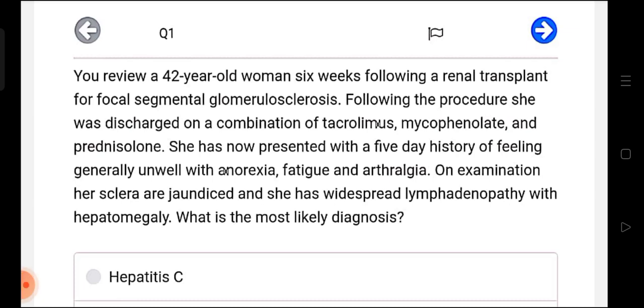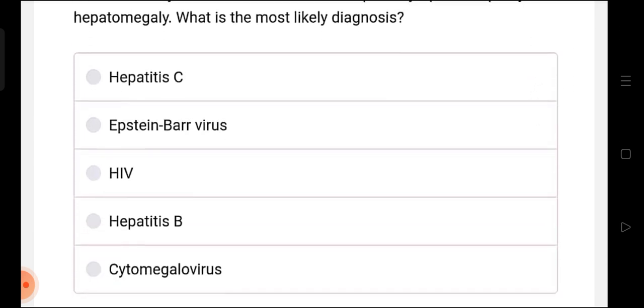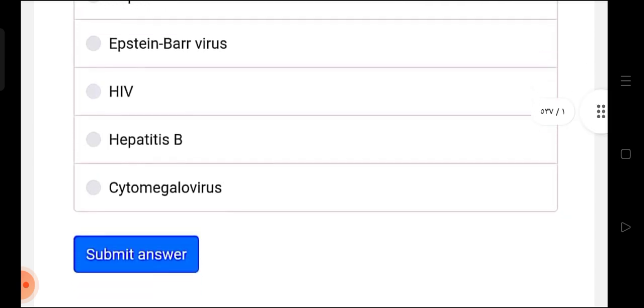The first question today: you review a 42-year-old woman 6 weeks following a renal transplant for focal segmental glomerulosclerosis. Following the procedure, she was discharged on a combination of tacrolimus, mycophenolate, and prednisolone. She has now presented with a 5-day history of feeling generally unwell with anorexia, fatigue, and arthralgia. On examination, her sclera are jaundiced and she has widespread lymphadenopathy with hepatomegaly. What is the most likely diagnosis? Is it hepatitis C, Epstein-Barr virus, HIV, hepatitis B, or cytomegalovirus?